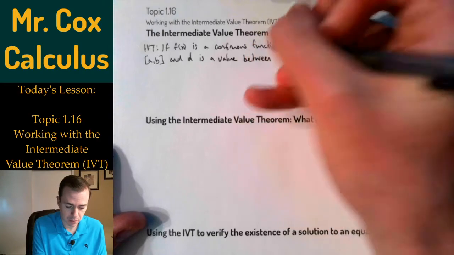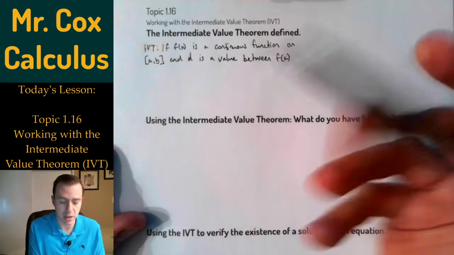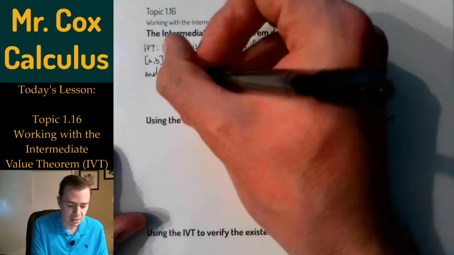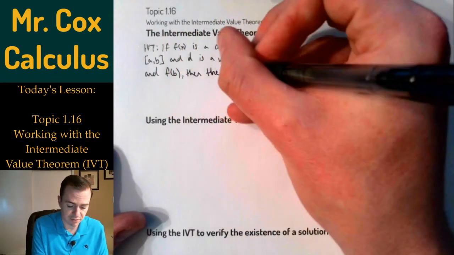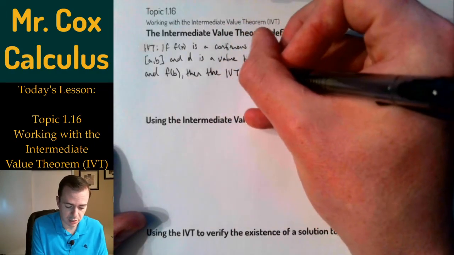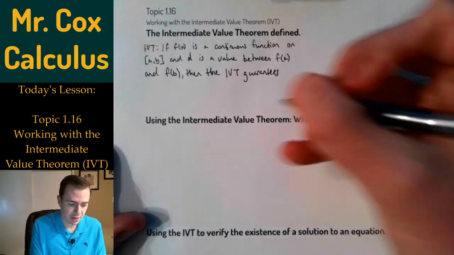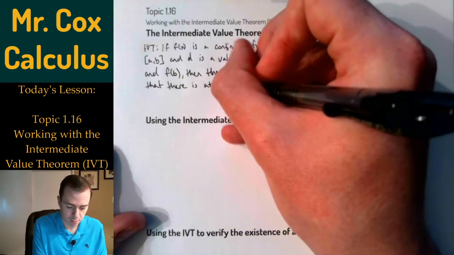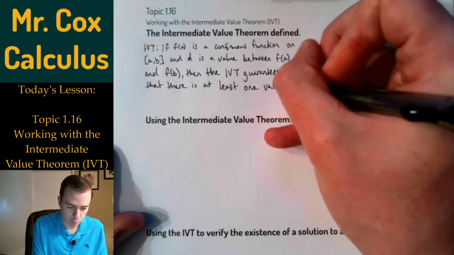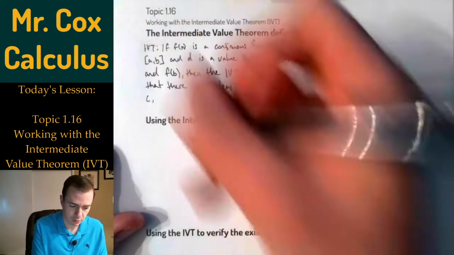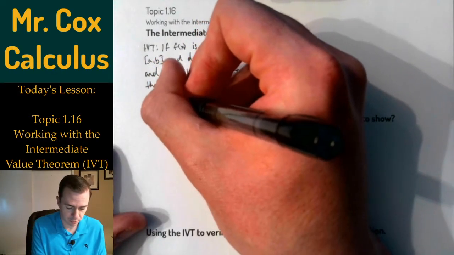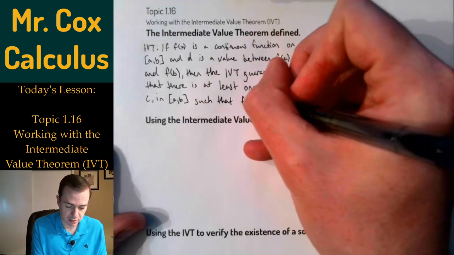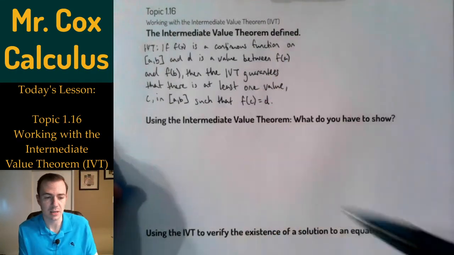between f of a, in other words, the function value at a, and f of b, so the function value at b, then the intermediate value theorem, or IVT, guarantees that there is at least one value, which we'll call c, in the interval a, b, such that f of c is equal to this value d that we addressed earlier.